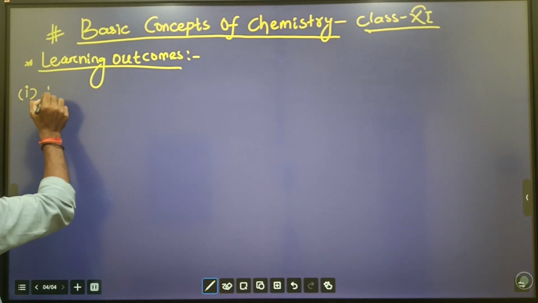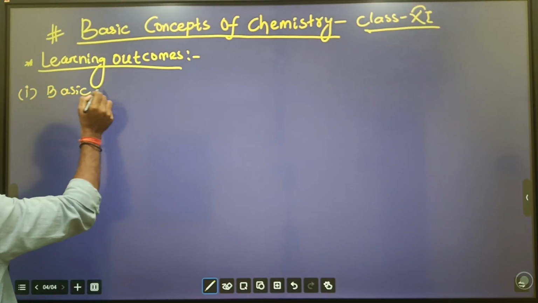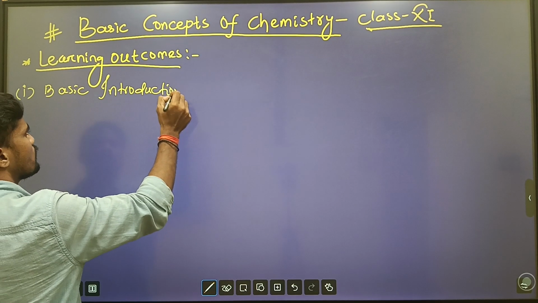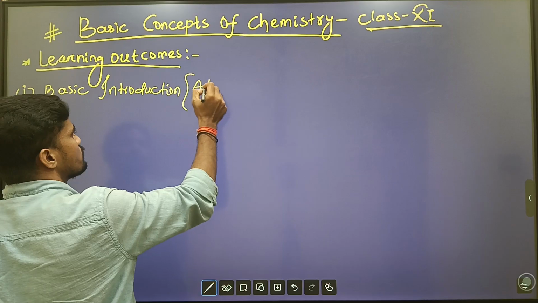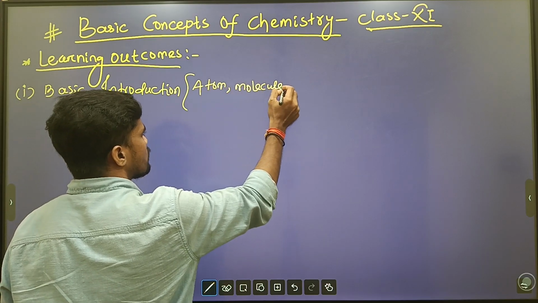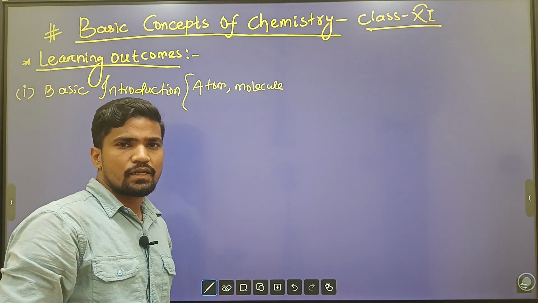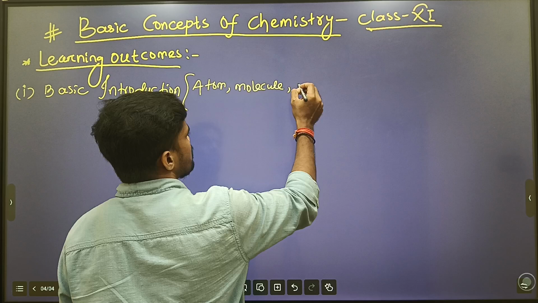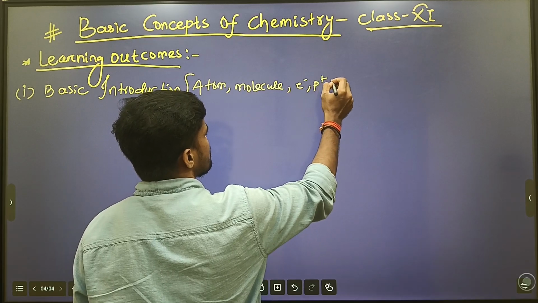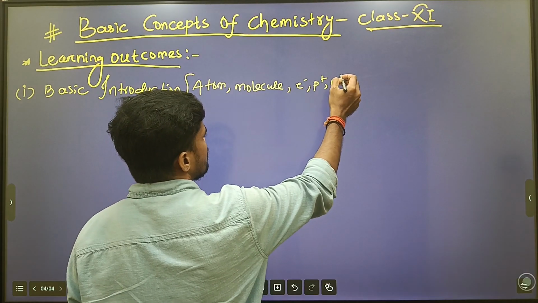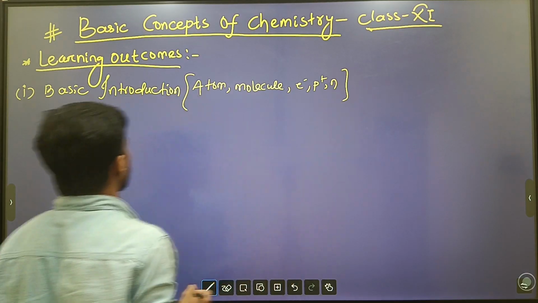So first we will see the basic introduction. In the basic introduction, we will discuss atoms, we will discuss molecules, and the classification of molecules based on the nature of atoms and the number of atoms attached. Okay, and the calculation of electrons, protons, neutrons we will also discuss a little, okay.